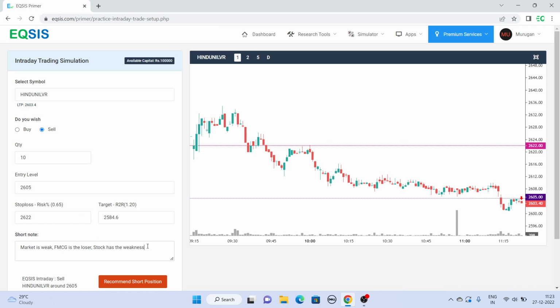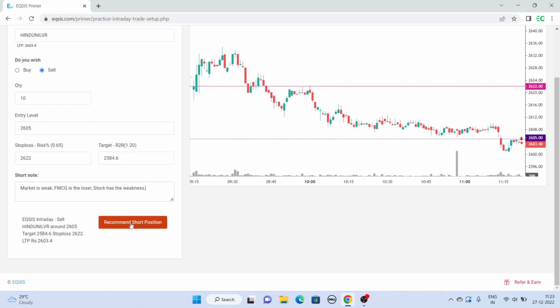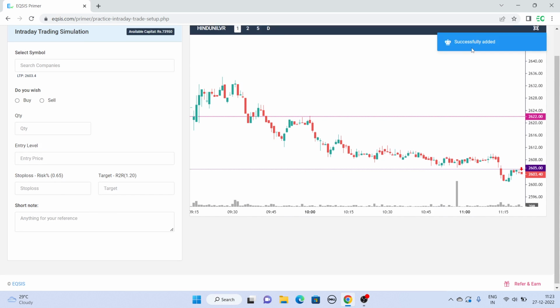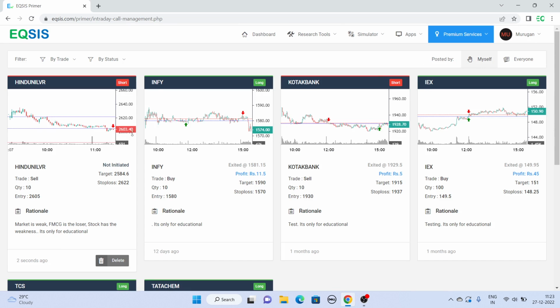And I can now recommend short positions. By recommending the short positions, look at how it is sketched. Sell Hindustan Unilever around 2605. Target is this, stop loss is this, and the stock price is 2603. So if I short it now, it says it is successfully added. And it is giving me the quick demo.